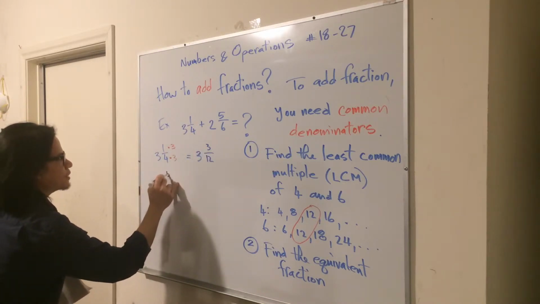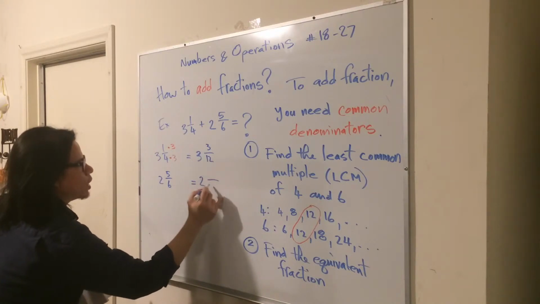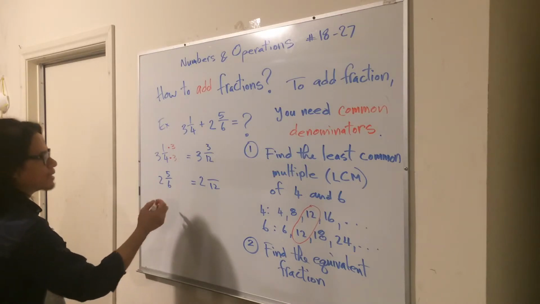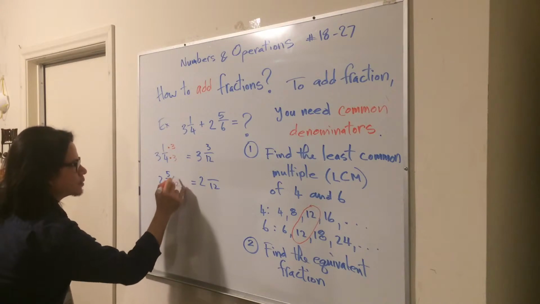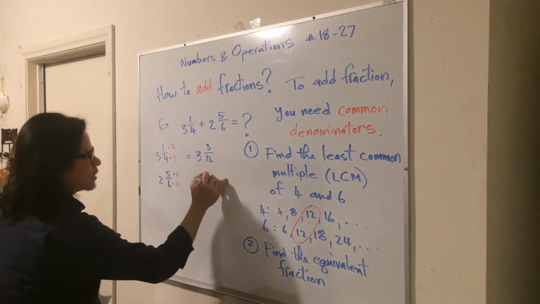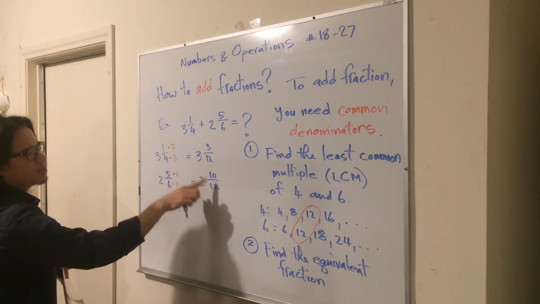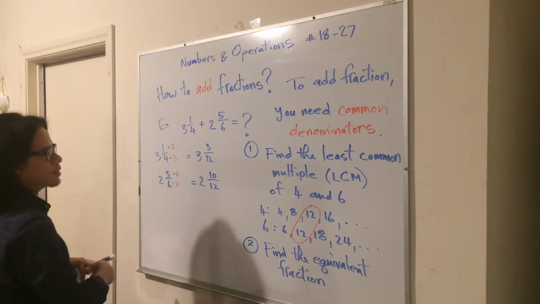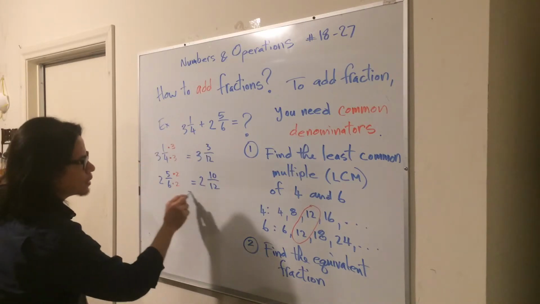So let's look at 2 5/6, which is equal to 2 and what over 12? Now ask yourself here, what do you need to multiply 6 by to get 12? I say 6 times 2. So take 5 times 2. It's 10. Now, as you can see, we have common denominators. We can do whatever we want to with the fractions. So in our case, you want to add them. So let's go ahead and do that.